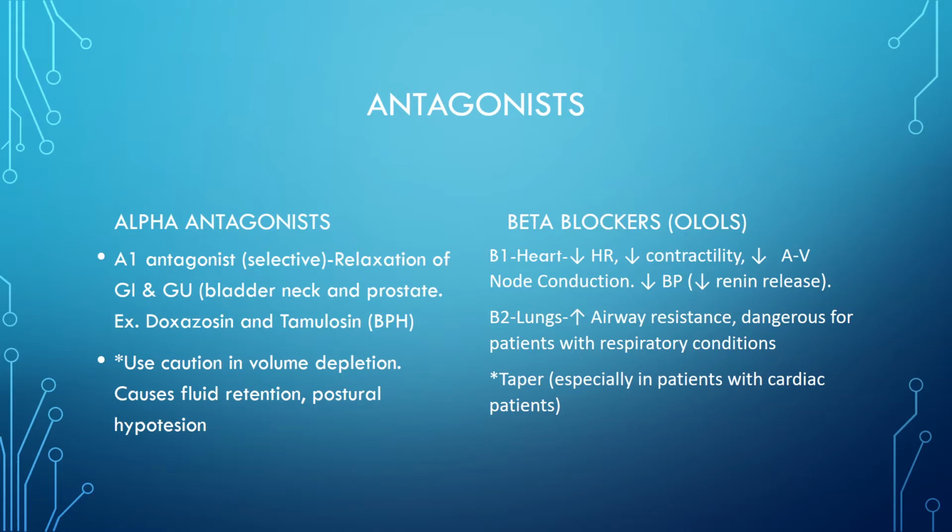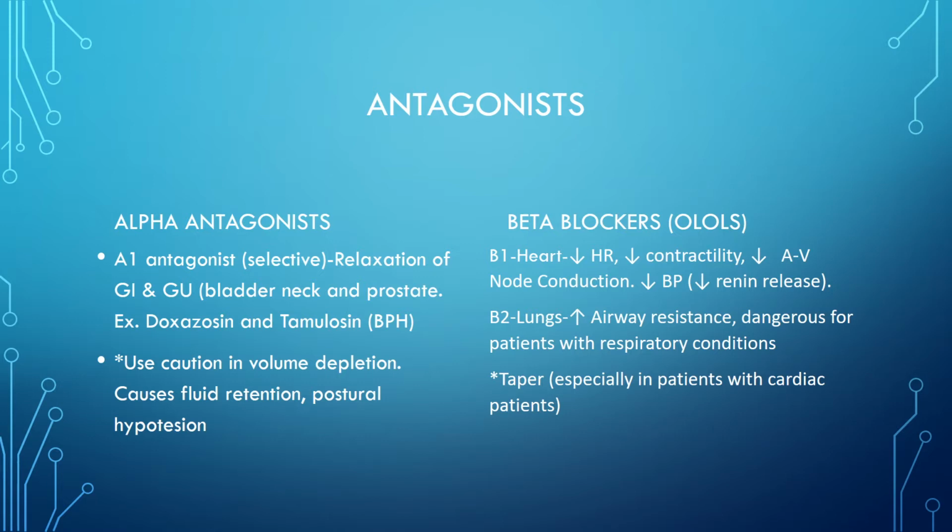So let's say your patient has BPH, but they also have congestive heart failure. By prescribing an alpha antagonist, you may be causing great benefit for the BPH, but you may be causing problems with the congestive heart failure. So you need to look at the entire clinical picture.